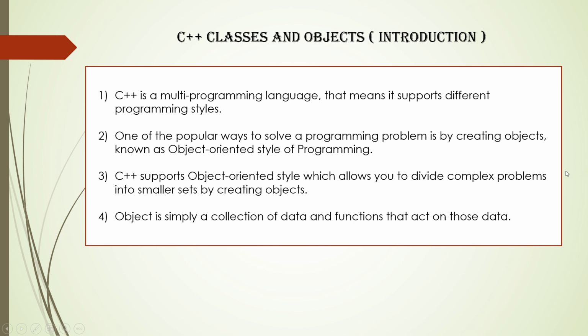Till now, whatever we have done was procedural oriented programming. C++ supports two types of programming, procedural oriented programming and object oriented programming. In this lecture, we are going to cover object oriented programming, that is C++ classes and objects.